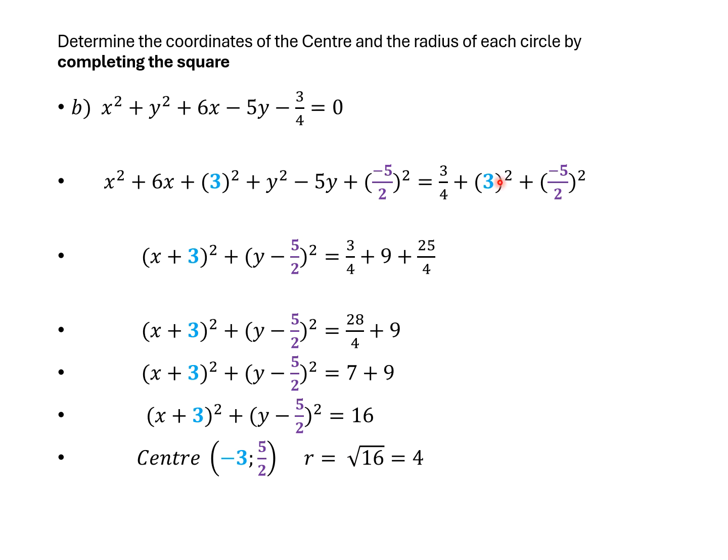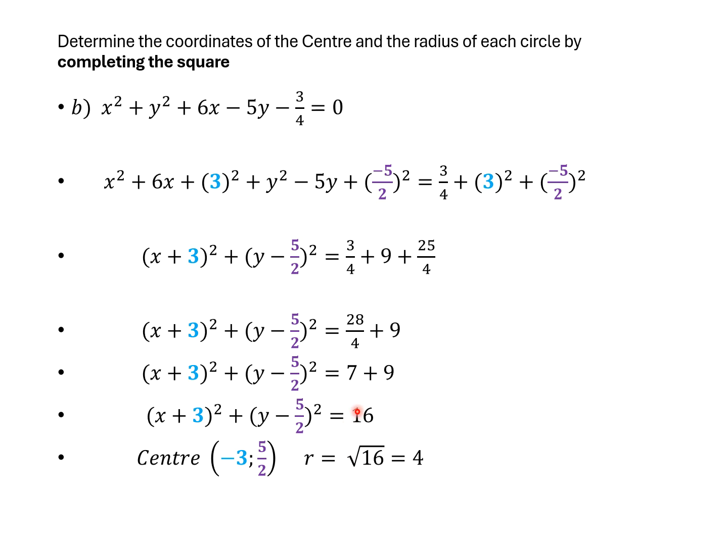I have 3 over 4, 3 times 3 gives me 9. Negative 5 times negative 5 would give me positive 25, and 2 times 2 would give me 4. That would give me 25 plus 3 is 28 over 4, and 28 over 4 gives me 7. 7 plus 9 would then give me 16. None of this on the left has changed, so that stays x plus 3 squared plus y minus 5 over 2 squared equals 16. So my center, remember to change the signs. Plus 3 becomes negative 3. Negative 5 over 2 becomes plus 5 over 2. So there's the coordinates for the center of the circle.